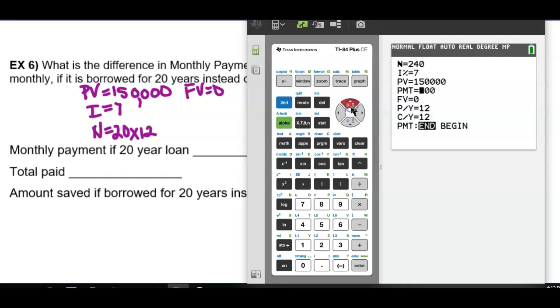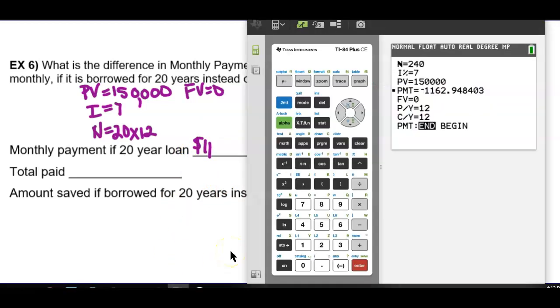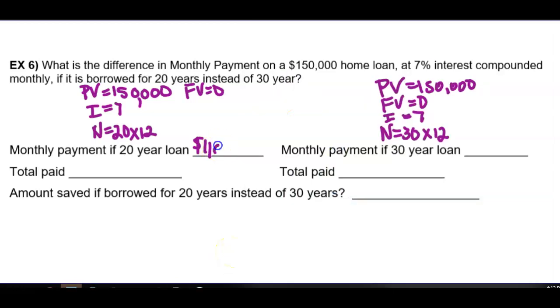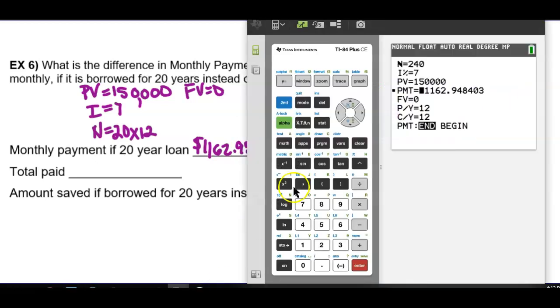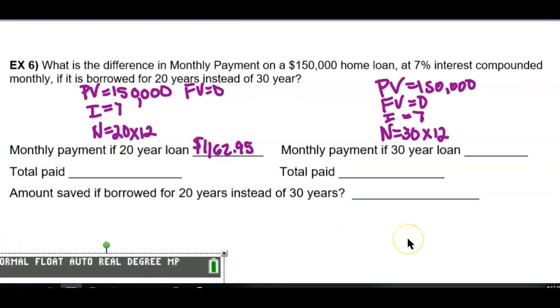So I'm going to come back up here to the payment and do alpha enter. Now my payment is pretty big. It's $1,162.95. Okay. Just in case anybody doesn't get that, I'll slide this down here so you can look and it'll be on the notes. All right.